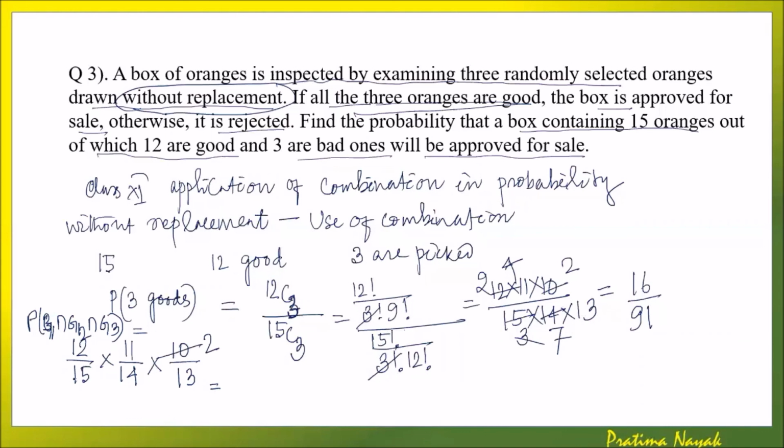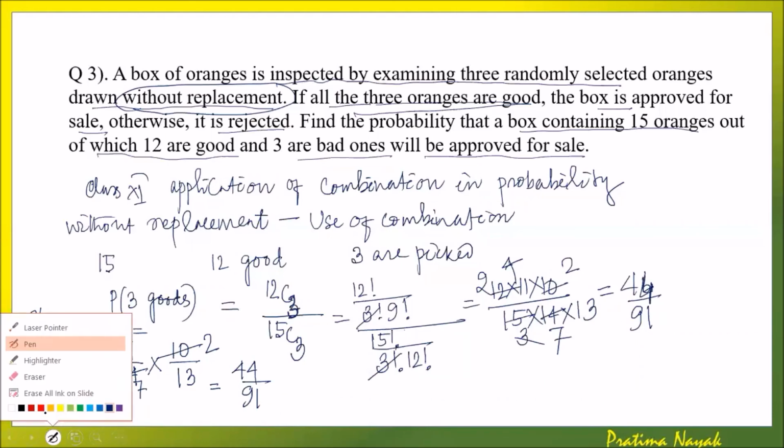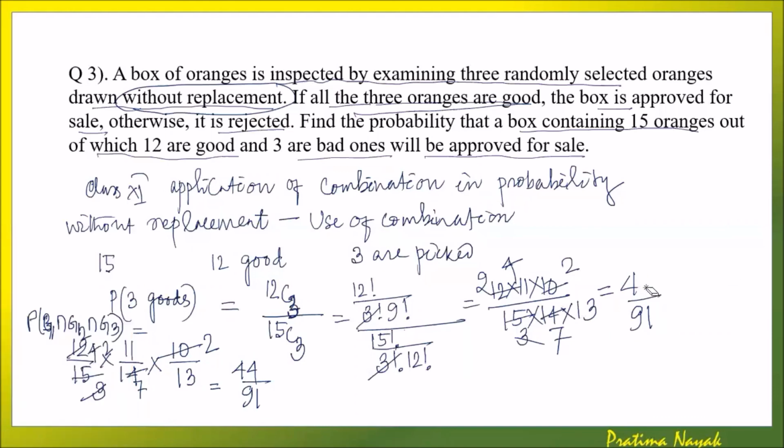5 2s, 5 3s, 3 4s, 4 2s, 4 7s. It will be your 11 2s are 22, 22 2s are 44. 44 by 91. So 44 by 91 is the answer. Let me rub and write nicely. 44 by 91.